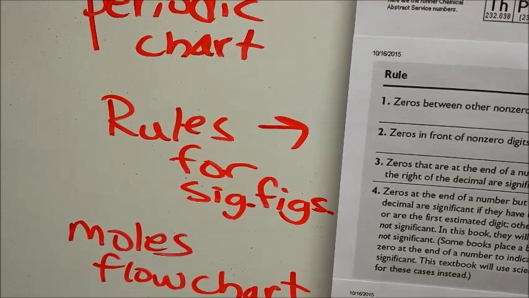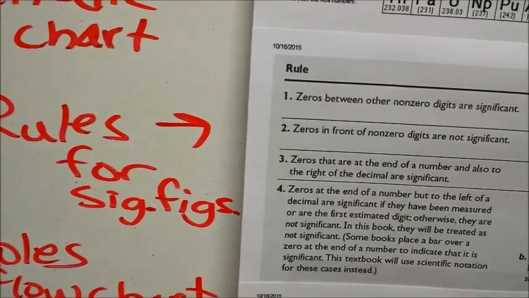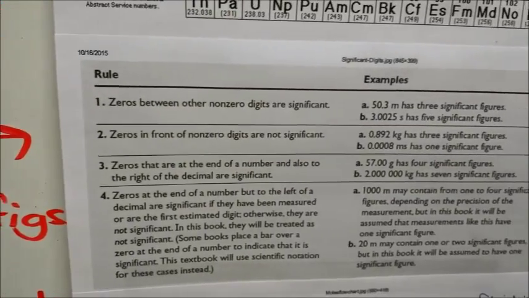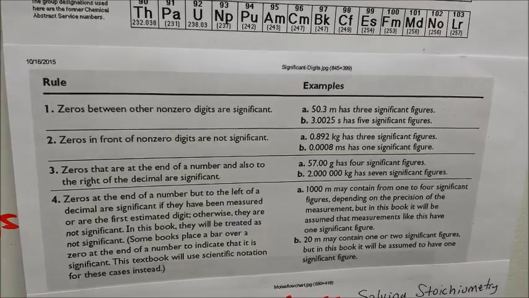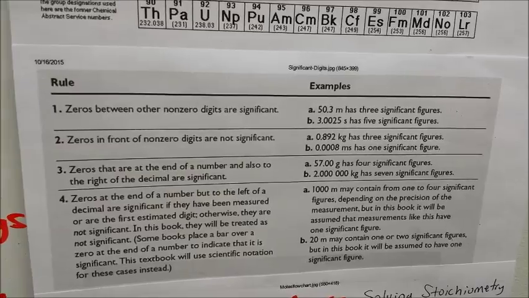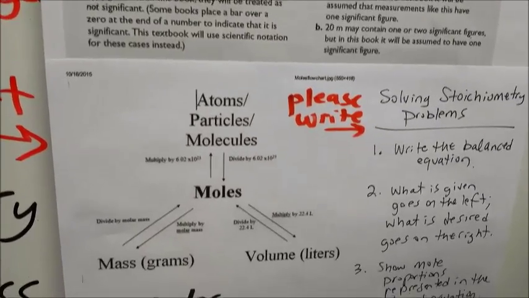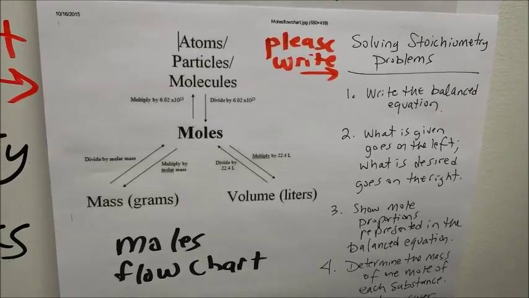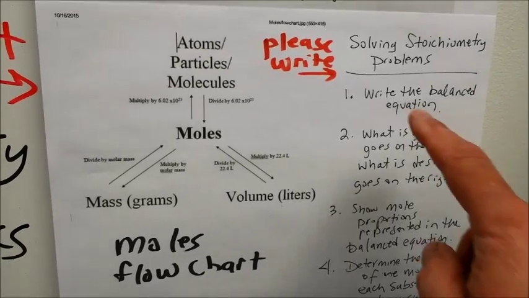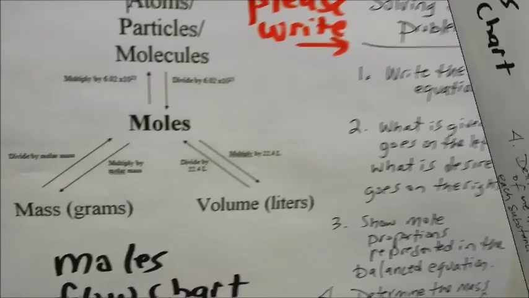Another important downloadable is a chart that has rules for significant figures. As we go along, I will be talking about these different rules. It's just important in scientific calculations to not have answers that are more specific than the original numbers, and these give us some guidelines to make that happen. Next, I would possibly like you to download a moles flow chart, and then in a minute we're going to pause and write down these stoichiometry problem rules.